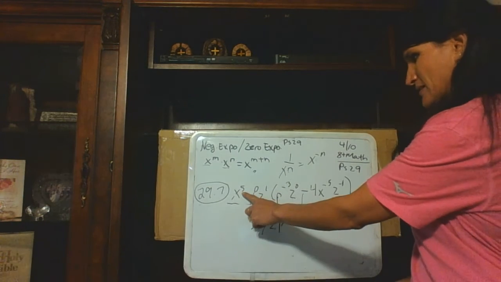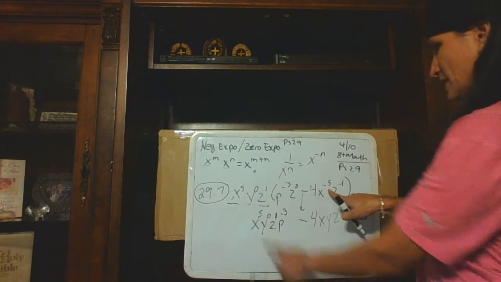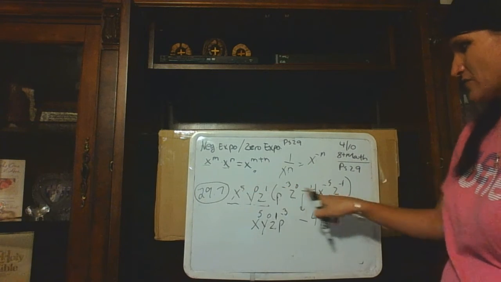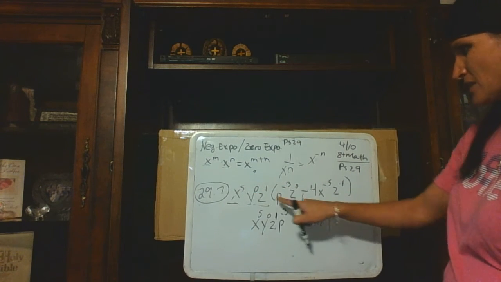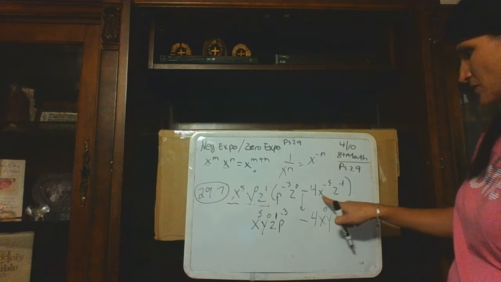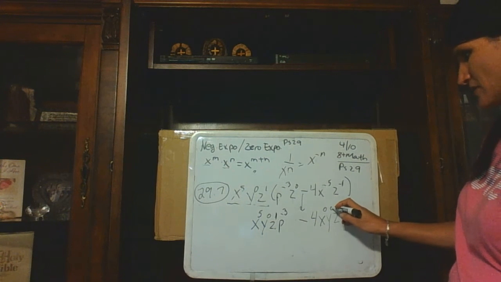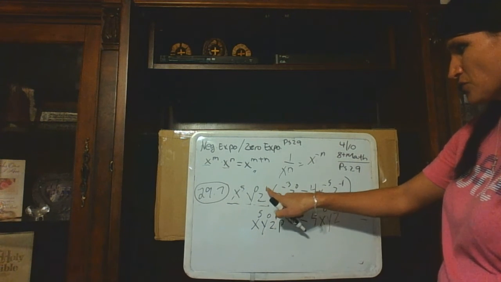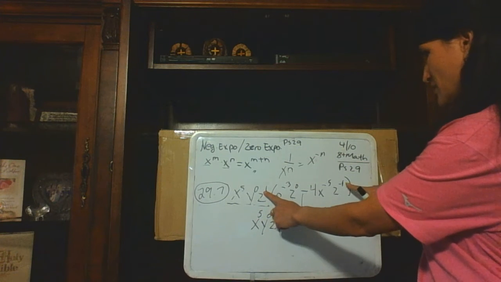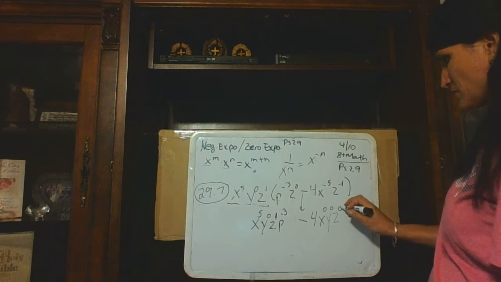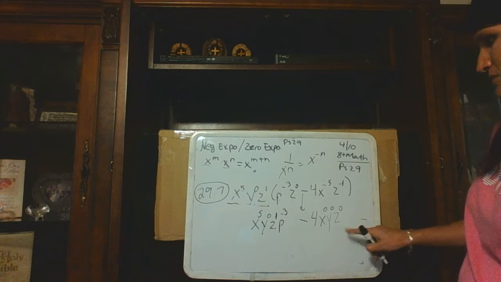So we have X to the 5th, X to the -5th. So 5 minus 5 is 0. Y to the 0, there are no other Y's, so this stays Y to the 0. This is Z to the first. 1 minus 1 is 0. So there, this is now simplified.